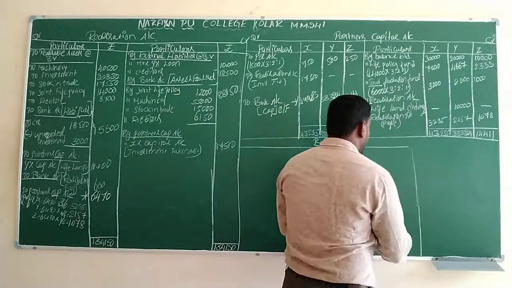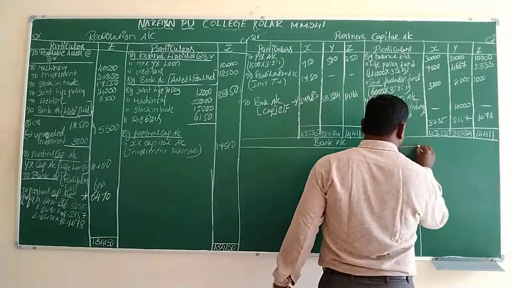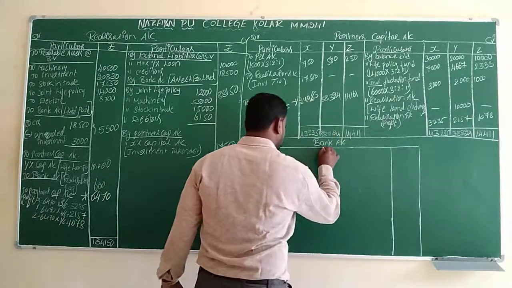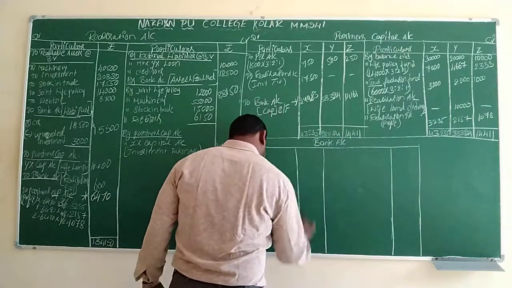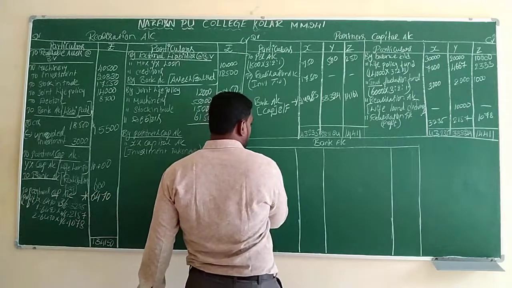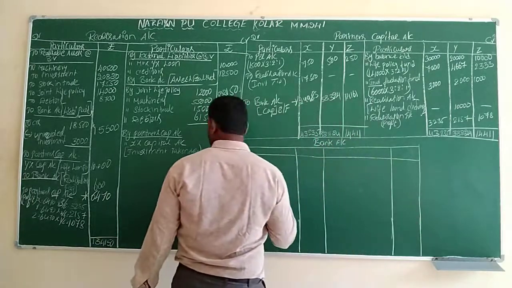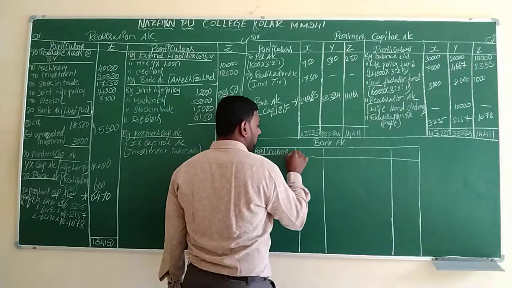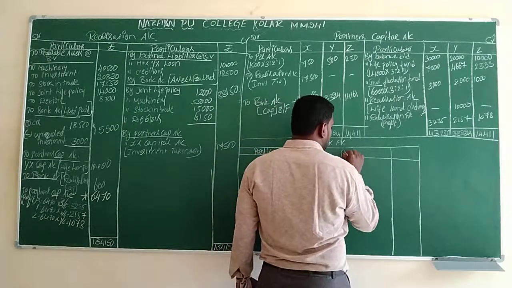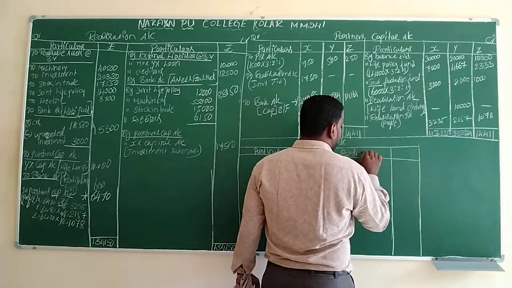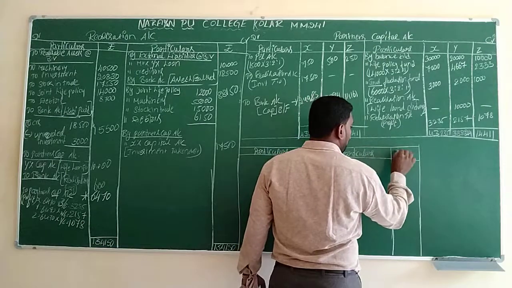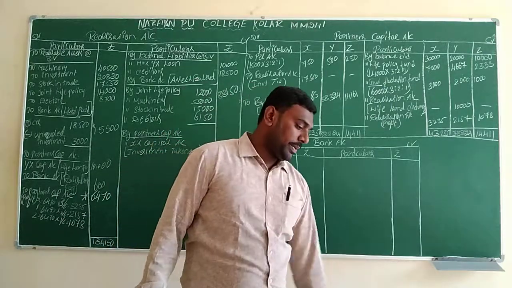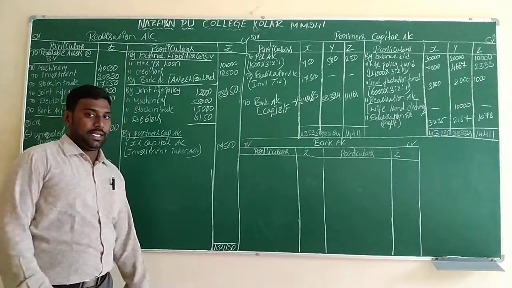We should draw the columns for the bank account only, and we have to fulfill all the conditions of the bank account. We will write particulars, amount, particulars, amount, debit and credit. We should write debit and credit compulsorily.